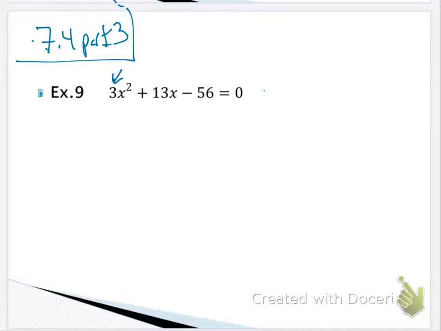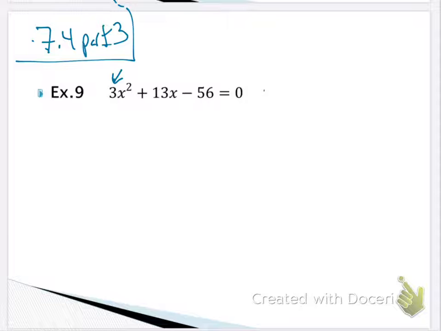Okay, so we are starting 7.4 today, part 3. Today's difference is that now we have a leading coefficient. So we have to see if we can factor it out, or if we have to use the bubble method. We have a 3 in the first one. That's the only factor of 3. 13 does not have a 3, so we know we're going to have to use the bubble method.